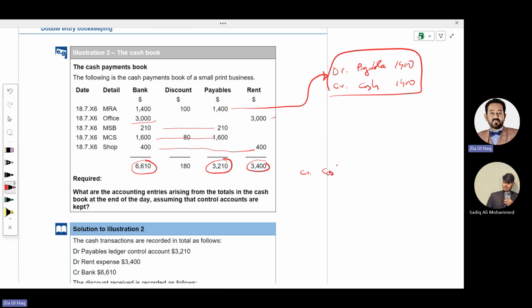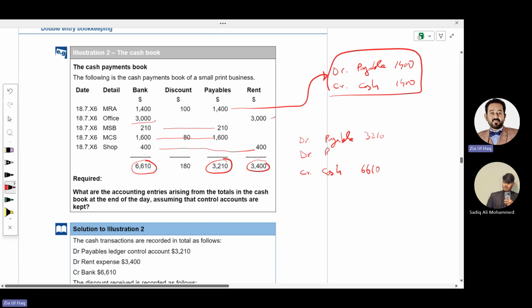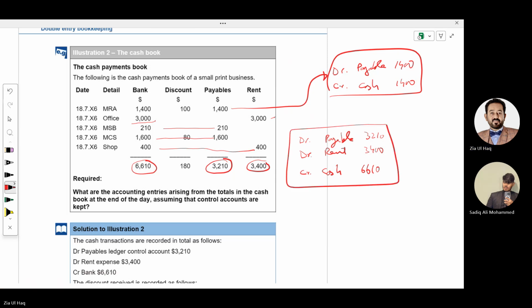Credit cash, how much? 6,610. Debit, what? Payables with the amount of 3,210. And debit, what? Rent expense with the amount 3,400. So we can make a combined entry like this. The debit side 6,610 is tallying to credit side 6,610.